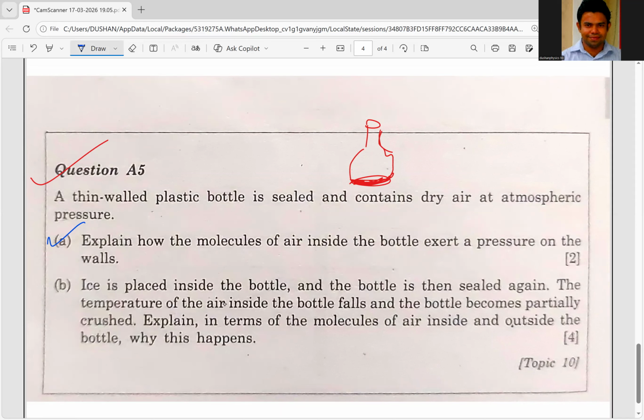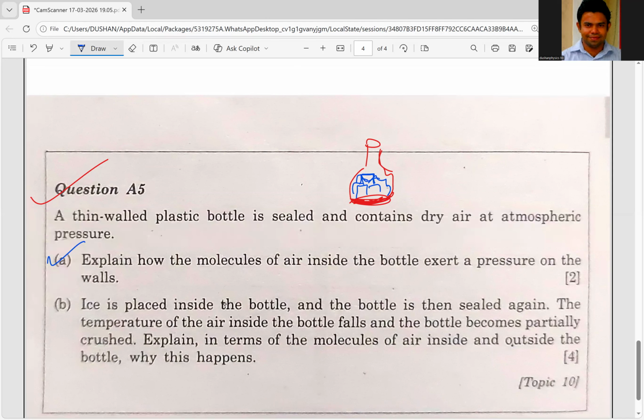You have to put normal ice. Right. The temperature of the air inside the bottle falls, and the bottle becomes partially crushed.